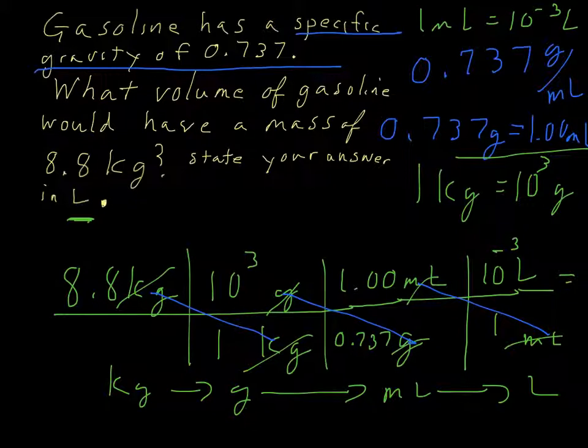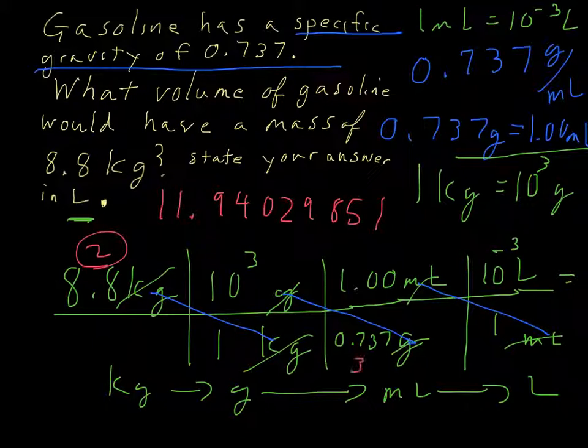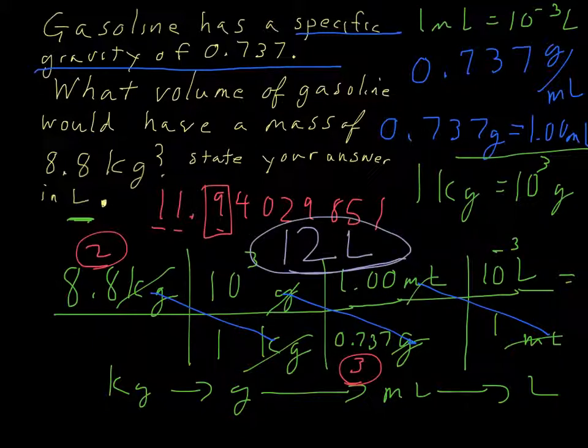And that gives me a calculator answer of 11.94029851. However, when I look at my sig figs, I have 2 sig figs there, 3 sig figs there, so my answer should have 2, 1, 2. Round on the basis of the 9. So my final answer is 12. It is 12 liters.